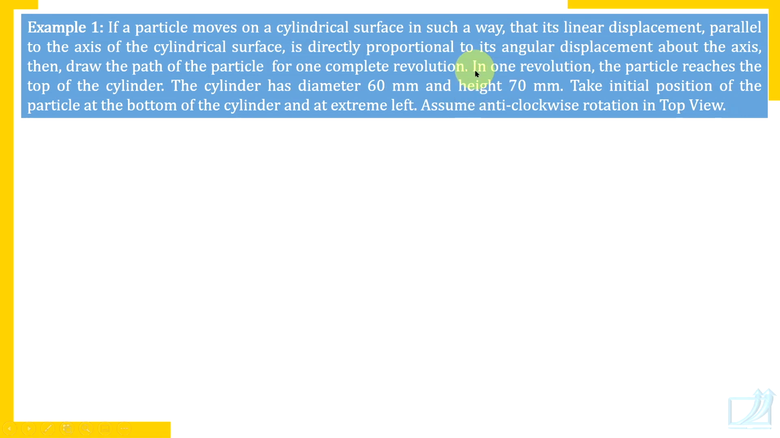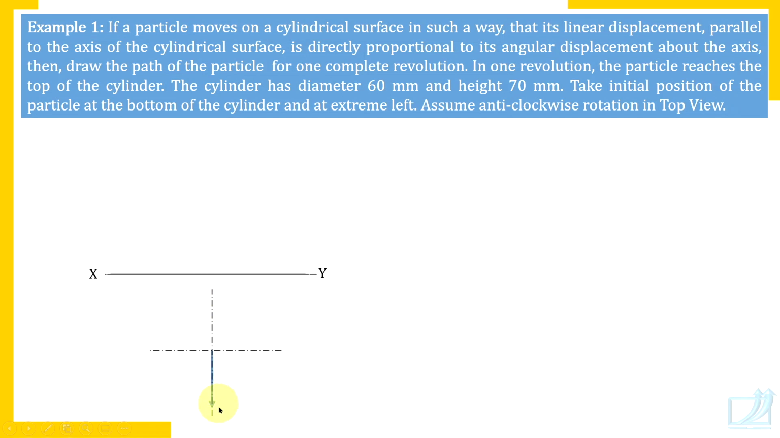Let's proceed. In 1 revolution, the particle reaches the top of the cylinder. The cylinder has diameter 60 mm and height 70 mm. Take the initial position of the particle at the bottom of the cylinder and at extreme left. Assume anti-clockwise rotation in top view. Okay, first of all, there is a cylinder. So we should draw that cylinder of diameter 60 and height 70. So we'll draw a vertical cylinder. So in the top view it's a circle, and in the front view it appears as a rectangle of height 70, and the circle should have diameter 60 millimeter.